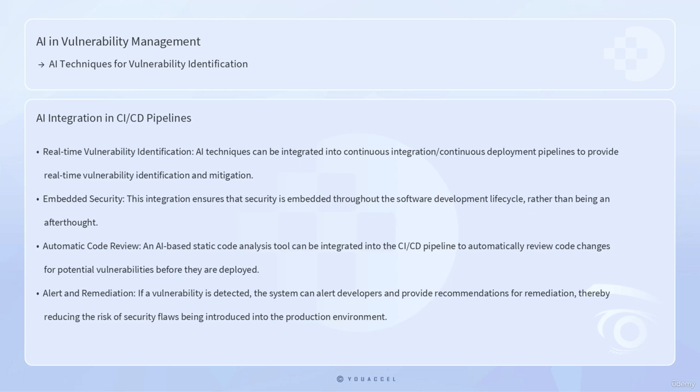Moreover, AI techniques can be integrated into continuous integration, continuous deployment pipelines to provide real-time vulnerability identification and mitigation. This integration ensures that security is embedded throughout the software development lifecycle, rather than being an afterthought. For example, an AI-based static code analysis tool can be integrated into the CI/CD pipeline to automatically review code changes for potential vulnerabilities before they are deployed. If a vulnerability is detected, the system can alert developers and provide recommendations for remediation, thereby reducing the risk of security flaws being introduced into the production environment.